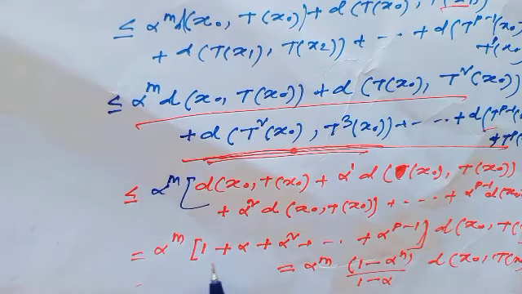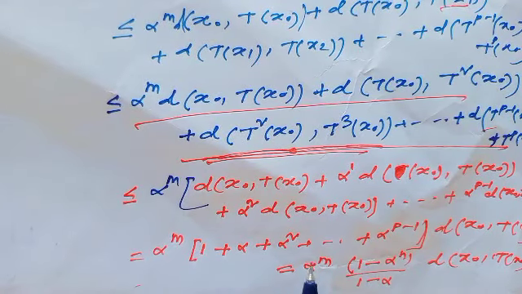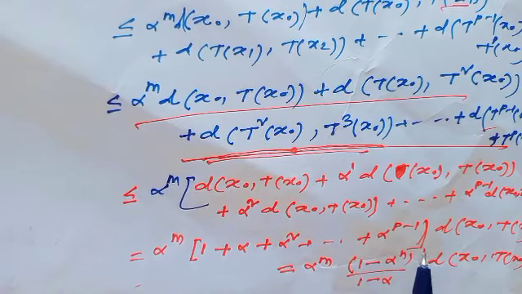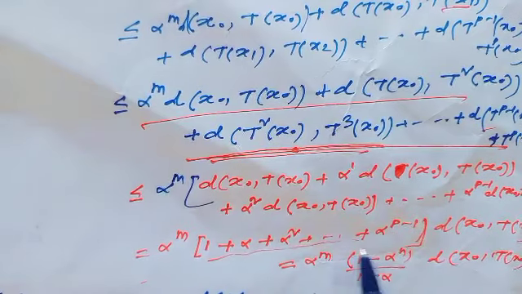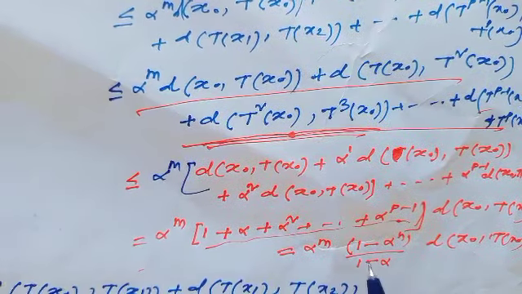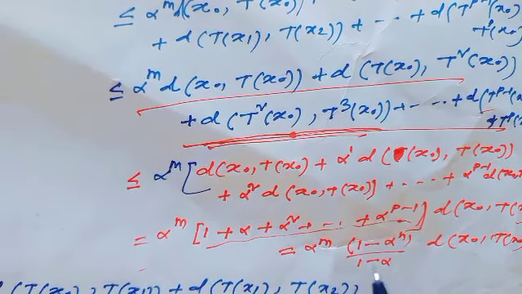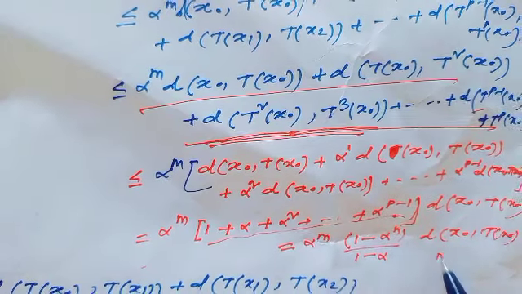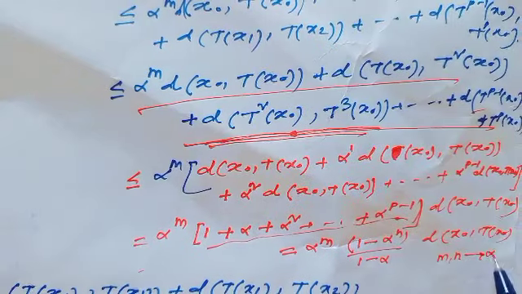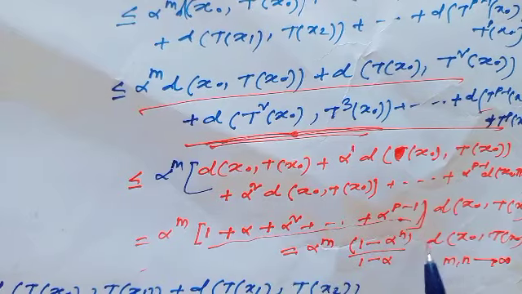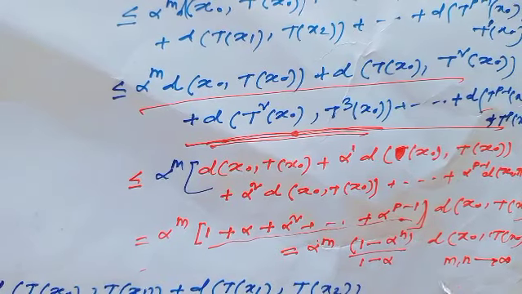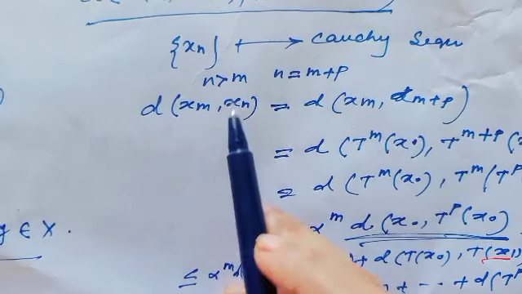Then this would be alpha to the power m times 1 plus alpha plus alpha square up to alpha to the power p minus 1, times d of x naught comma t of x naught. And this is actually a geometric series. And this series is 1 minus alpha to the power n over 1 minus alpha, if m and n tend to infinity, since alpha is less than 1. So obviously this term goes to 0. Therefore our proof is done.